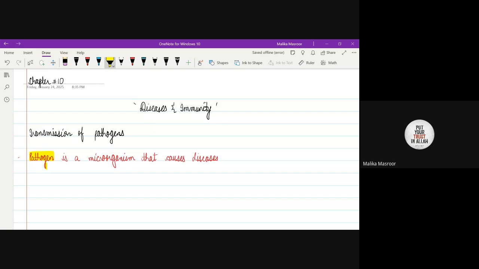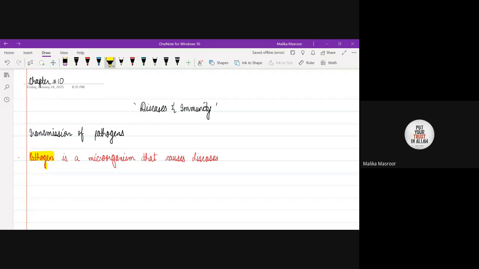A person or another animal in which the pathogen lives and breeds is called a host. Like we are hosts if a bacteria is coming and living in us and breeding in us. There are two types of diseases. Diseases that are caused by pathogens can be passed from one person to another, so they are called transmissible diseases or infectious diseases.